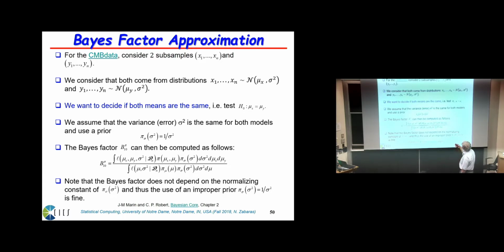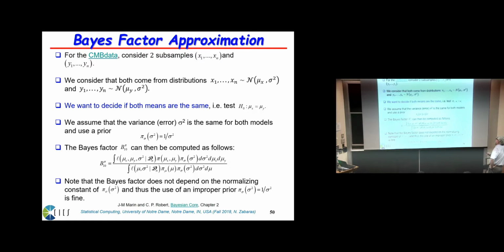So there is a particular data set, and we collect two different samples. Maybe you sample one, x1 to xn, and another sample is y1 to yn. We assume that the two samples came from two different distributions because we don't really know the true distribution, right? So the sample x comes from a Gaussian with some mean mu x and a variance sigma squared, and another sample comes from another Gaussian with the same noise but a different mean.